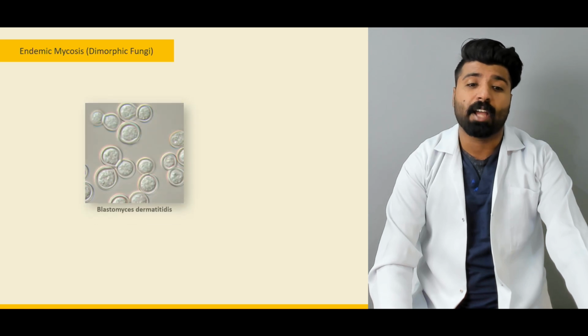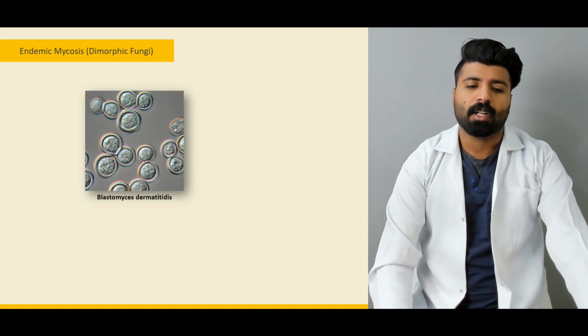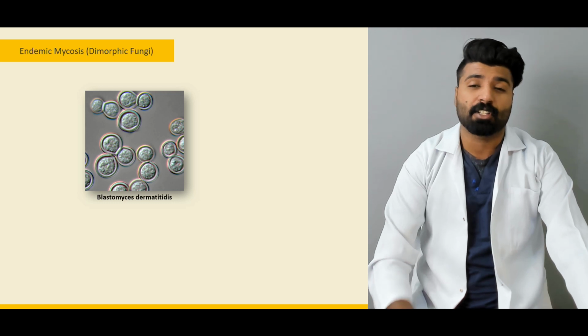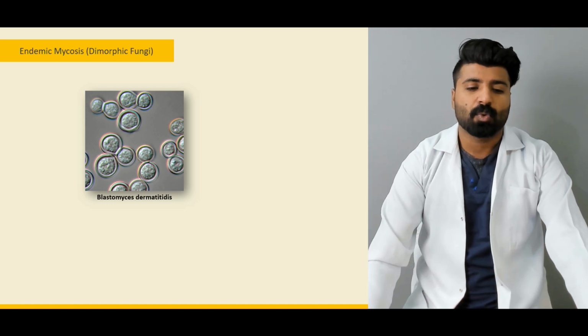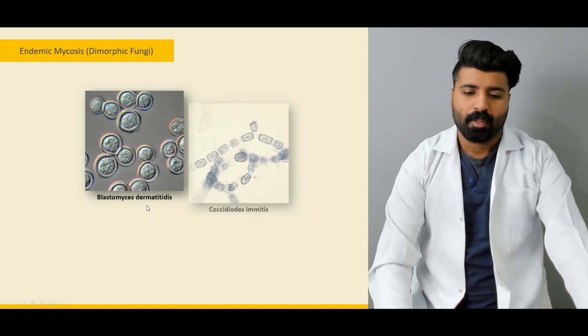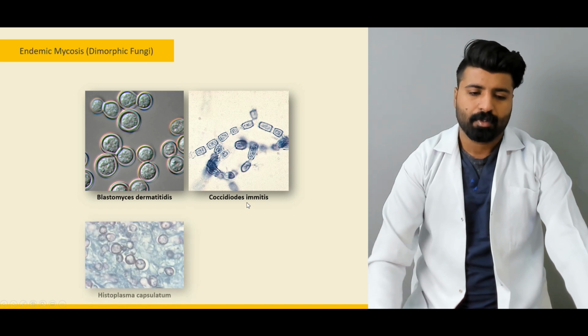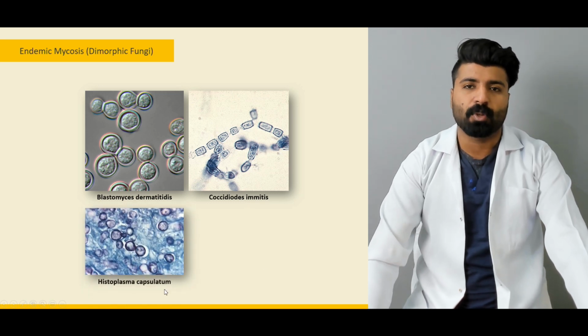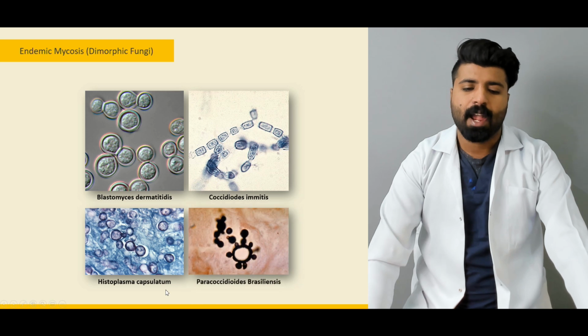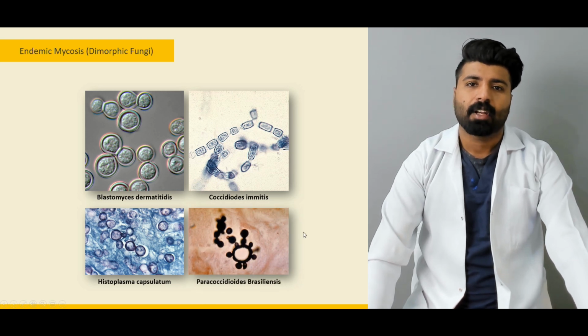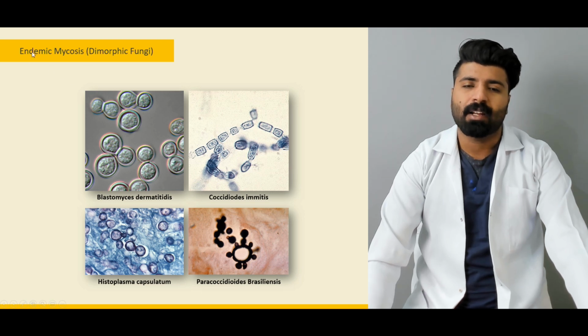So, first of all, let's talk about endemic mycosis, which is caused by dimorphic fungi. What are the further subtypes of it? I just told you it has further subtypes. So, it has Blastomyces dermatitidis. Next one, we have Coccidioides immitis. We have Histoplasma capsulatum. And we have Paracoccidioides brasiliensis. Now, these are the causative organisms of endemic mycosis.